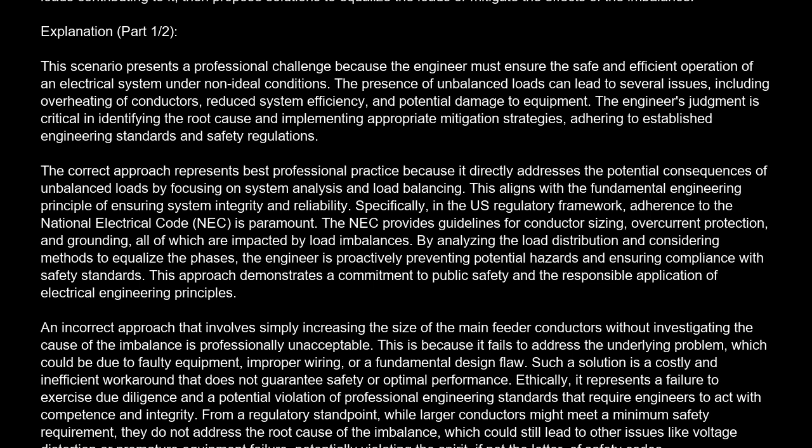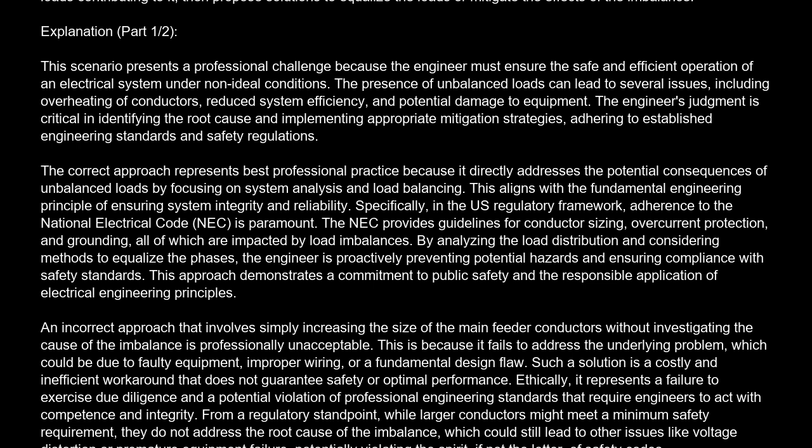Specifically, in the U.S. regulatory framework, adherence to the National Electrical Code, NEC, is paramount. The NEC provides guidelines for conductor sizing, overcurrent protection, and grounding, all of which are impacted by load imbalances. By analyzing the load distribution and considering methods to equalize the phases, the engineer is proactively preventing potential hazards and ensuring compliance with safety standards. This approach demonstrates a commitment to public safety and the responsible application of electrical engineering principles.